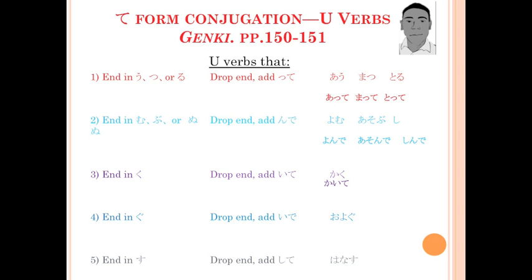Group number 4. For u verbs that end in gu, we drop the final syllable and add ide. The te form for oyogu, to swim, then would be oyoide. And finally, number 5. For verbs like hanasu, to talk, which end in su, we drop the su and add shite. So the te form of hanasu would be hanashite. So here are the 5 sub-rules for u verb te form conjugation.